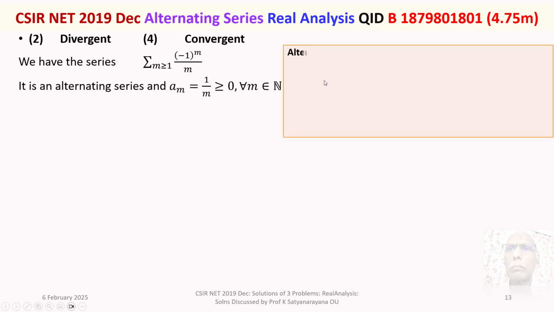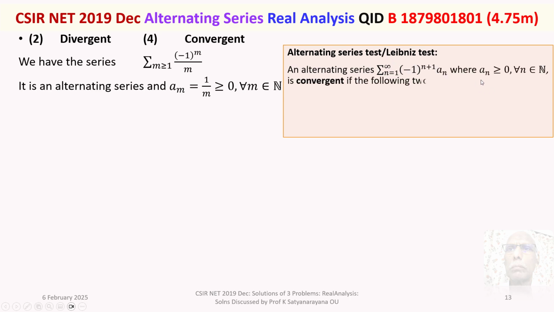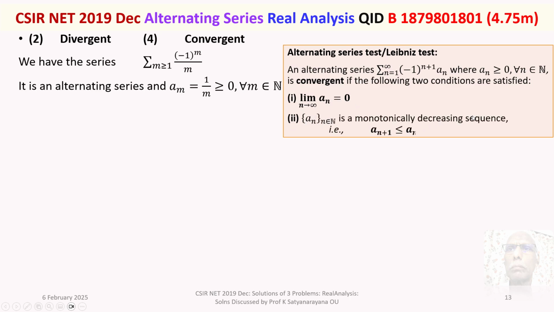Let's recall the Leibniz test. It is the Leibniz test for alternating series. We have the alternating series sigma minus 1 to the power of n plus 1 into a_n, where a_n is greater than or equal to 0 for all n belonging to N. Each a_n is a non-negative real number. And that alternating series is convergent if the following conditions are satisfied. Condition 1, limit n tends to infinity of the nth term is 0. And second condition, the sequence a_n is monotonically decreasing, that is a_(n+1) is less than or equal to a_n for all n belonging to N.